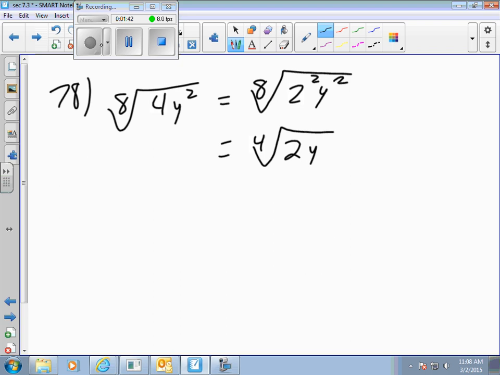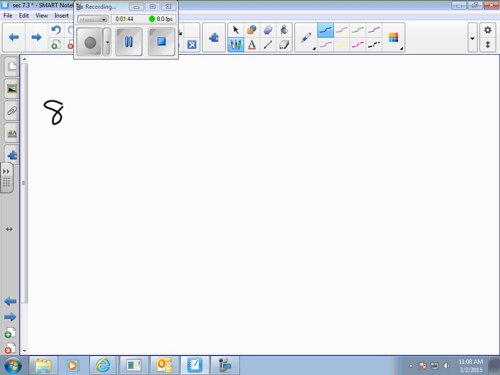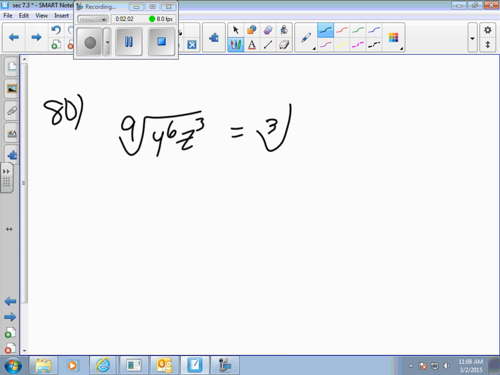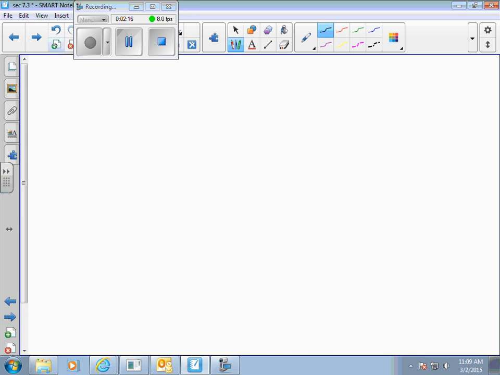Let's take a look at number 80. It says the ninth root of y to the sixth z cubed. Notice all the root and exponents are all divisible by the same thing. I'm going to divide everything by 3, giving me the third root of 6 divided by 3 is 2, 3 divided by 3 is 1. Do I have to write the 1? No. Can I write it? Yes.